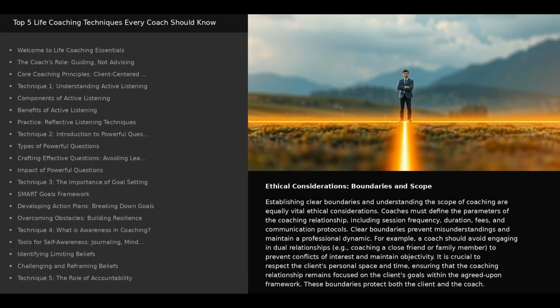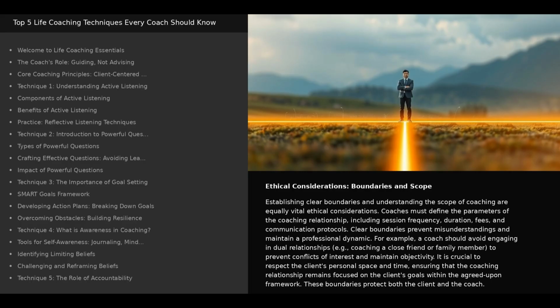Ethical considerations, boundaries and scope. Establishing clear boundaries and understanding the scope of coaching are equally vital ethical considerations. Coaches must define the parameters of the coaching relationship, including session frequency, duration, fees, and communication protocols. Clear boundaries prevent misunderstandings and maintain a professional dynamic.